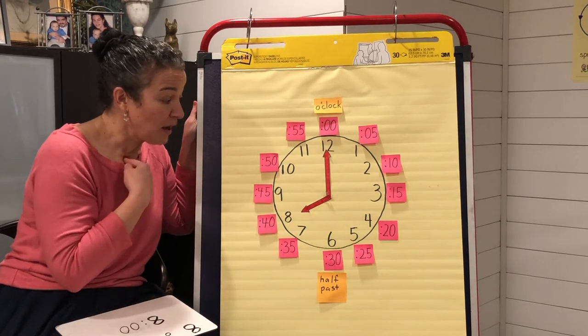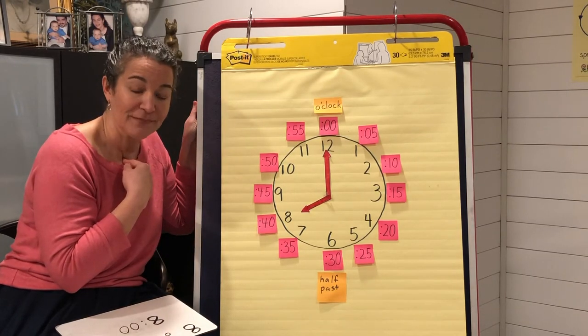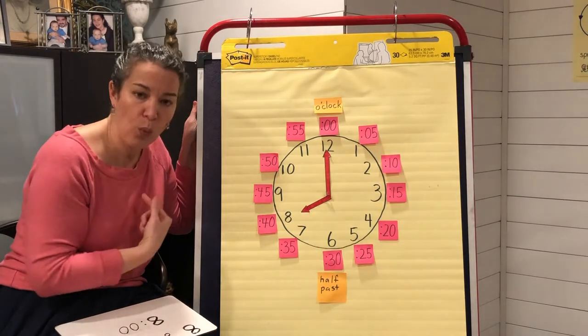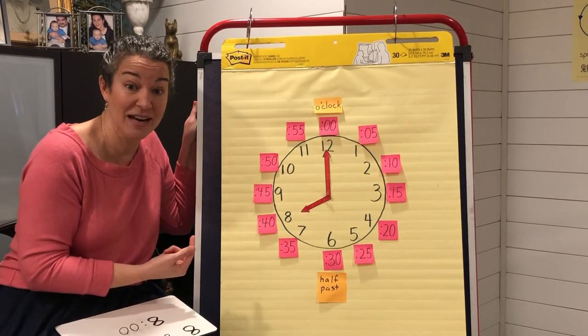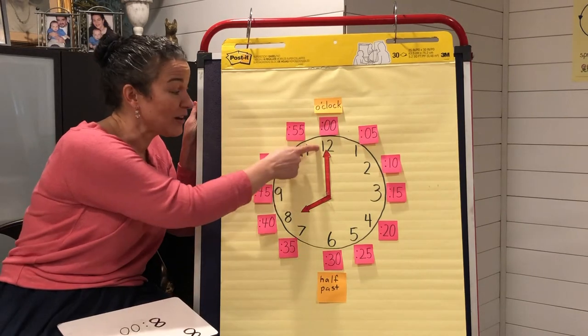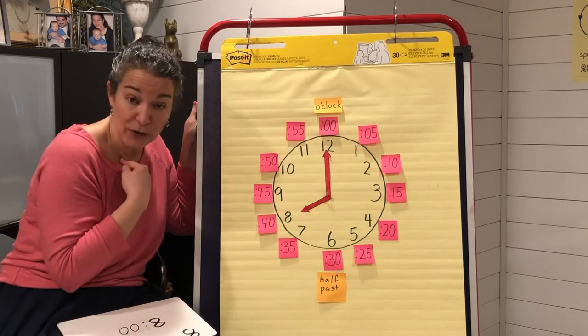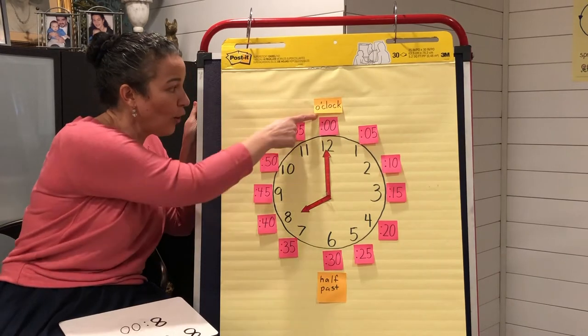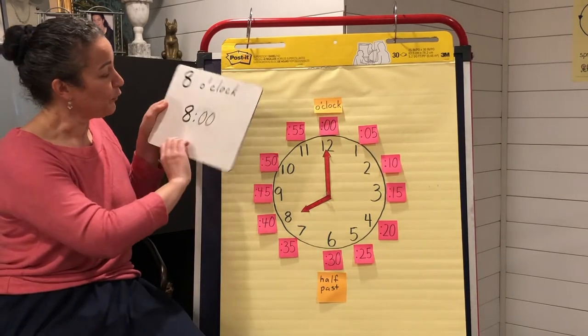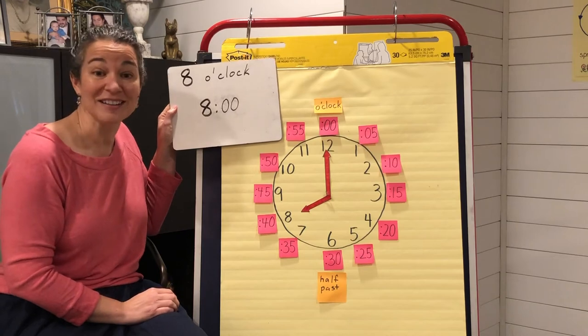Question two, what number is the minute hand, the long one? What number is the minute hand pointing at? You're right, it's pointing at the 12. So let's figure it out. How do we say this? Yes, we'd say 8 o'clock. So for this time, it's showing 8 o'clock.